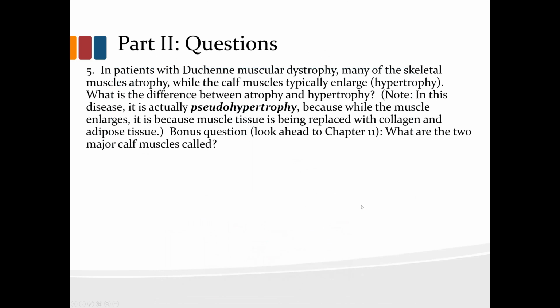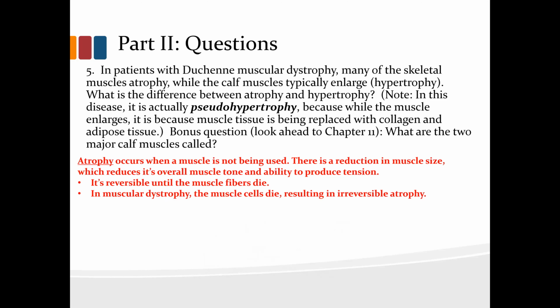Okay, number 5. In patients with Duchenne muscular dystrophy, many of the skeletal muscles atrophy while the calf muscles typically enlarge, hypertrophy. What is the difference between atrophy and hypertrophy? Note, in this disease, it is actually pseudo-hypertrophy because while the muscle enlarges, it is because the muscle tissue is being replaced with collagen and adipose tissue. Bonus question, look ahead to chapter 11. What are the two major calf muscles called?